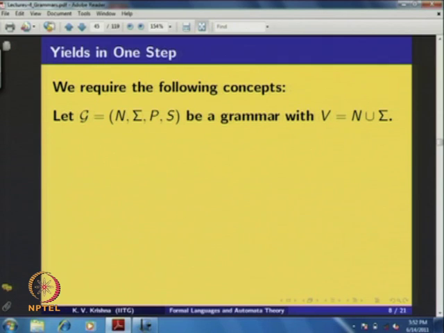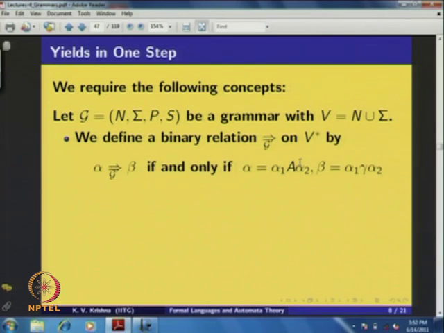Let us consider a grammar G (N, sigma, P, S) with V is N union sigma. First, we define a binary relation that is represented here with the implies symbol with a subscript G on V star. That means, we are defining a binary relation on V star. V star, again I repeat, is strings with a mix of terminals and non-terminals. How are we defining this relation?